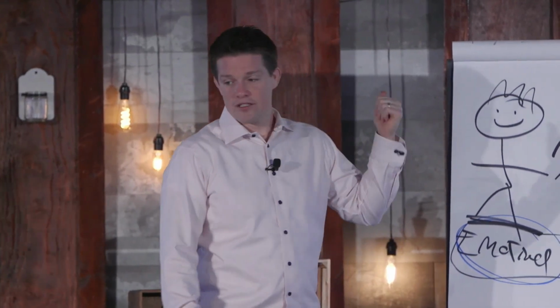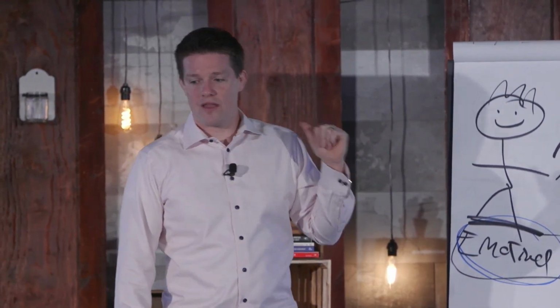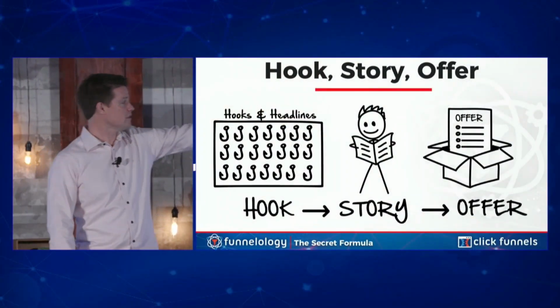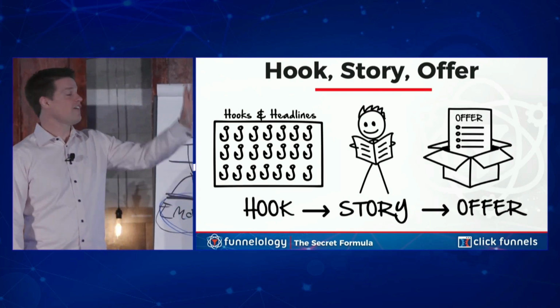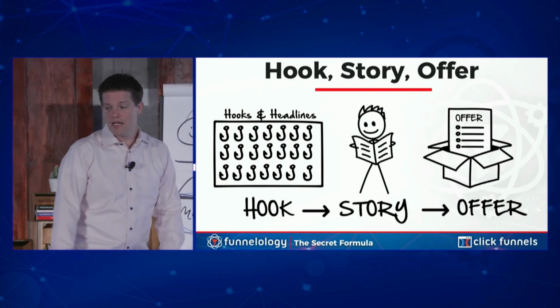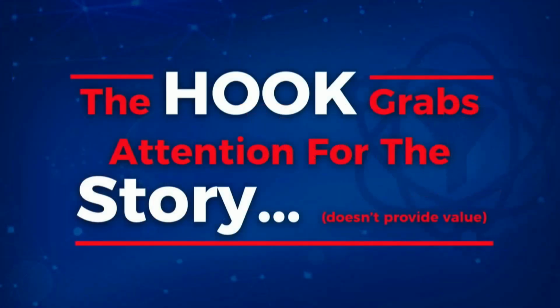So we talked about the hook, story, and offer. The last piece in this bait is the hook. We talked about the offer: the offer increases the value. We talked about the story: the story increases the value of the offer. And then the hook actually does not provide any value. All the hook does is grab their attention just long enough that you can tell them the story and then make them the offer.